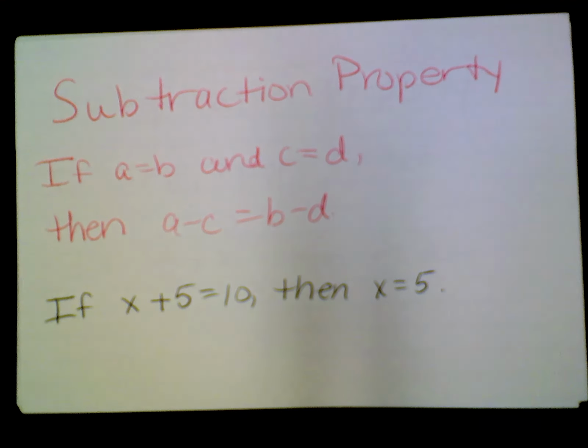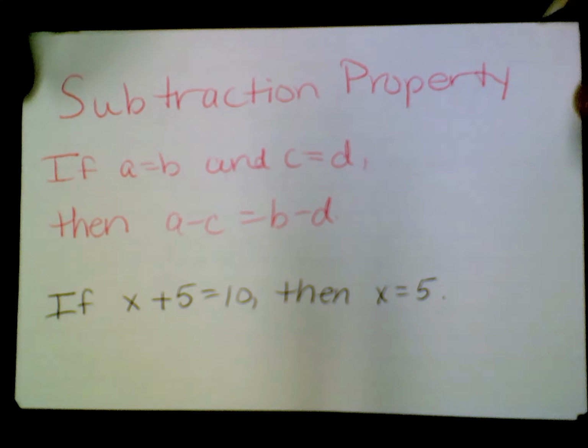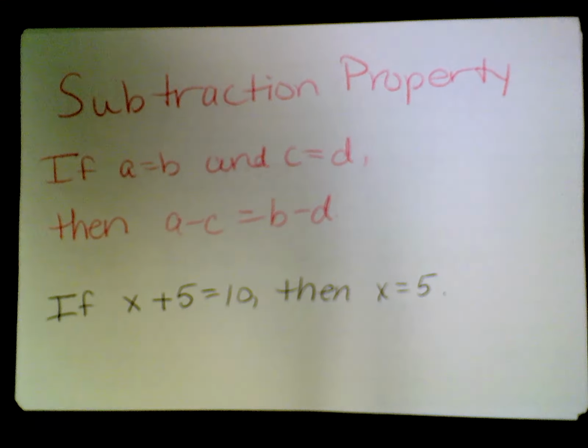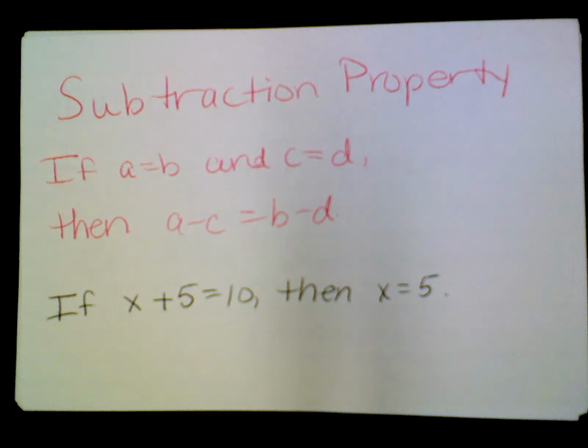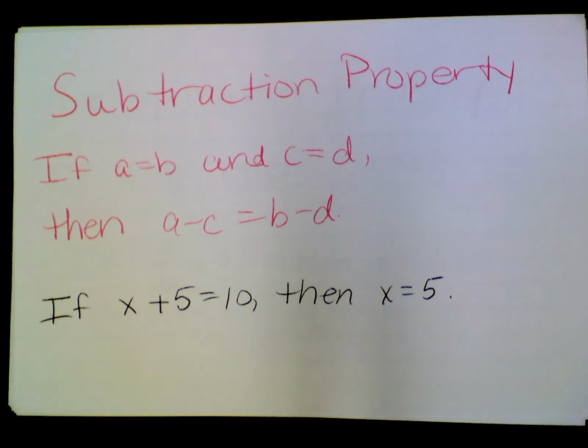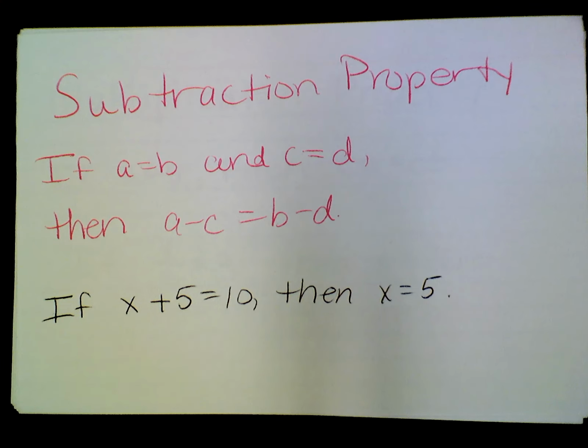Another property is the subtraction property. Again, if we have A equal to B and C equal to D, then A minus C would be equal to B minus D. We can subtract an equal quantity on both sides of an equation. So for example, if x plus 5 equals 10, we would subtract 5 from both sides, and x would be equal to 5.